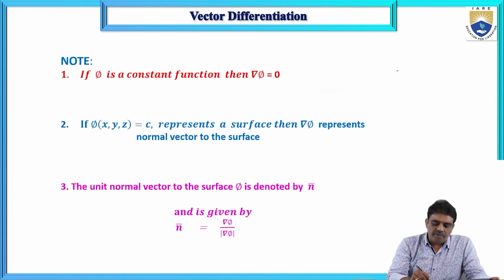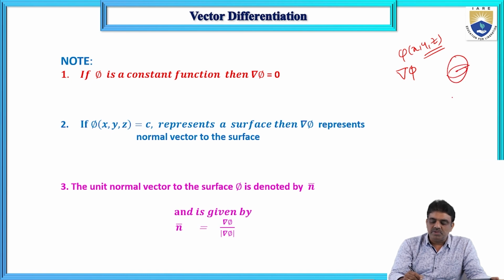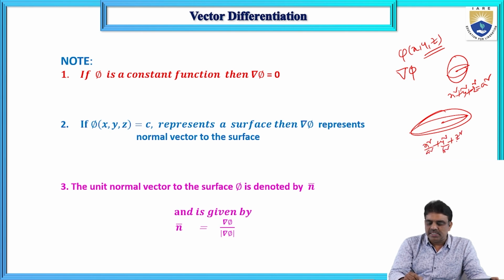The physical significance of the gradient of phi: suppose phi of xyz is any surface, it may be a sphere. If it is a sphere, then the equation is x square plus y square plus z square is equal to a square. If we have an ellipsoid, the equation is x square by a square plus y square by b square plus z square by c square is equal to 1. These are all three-dimensional surfaces.